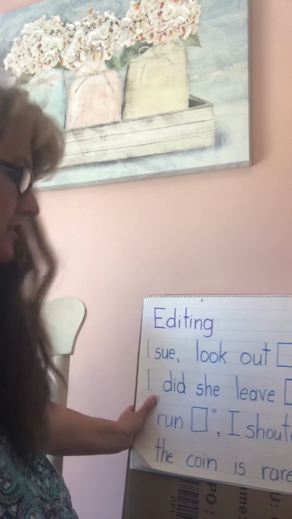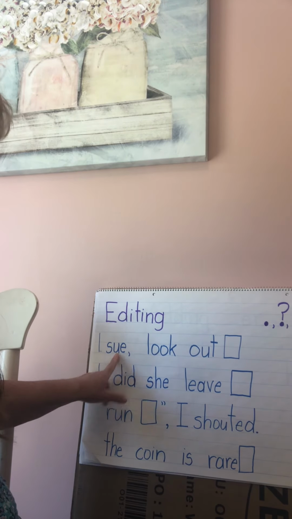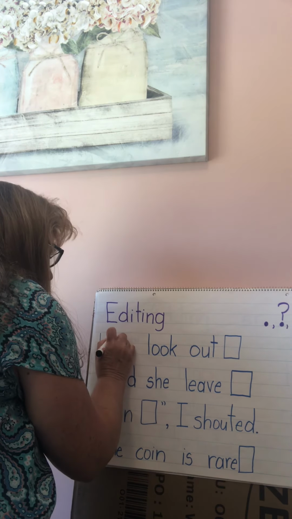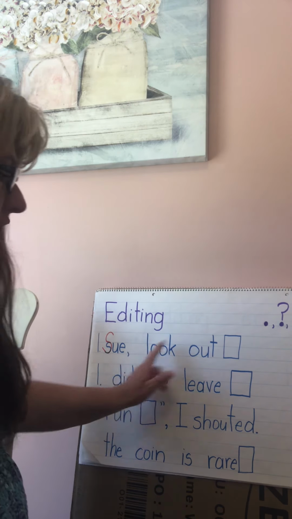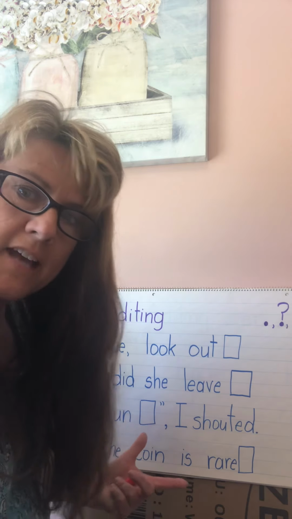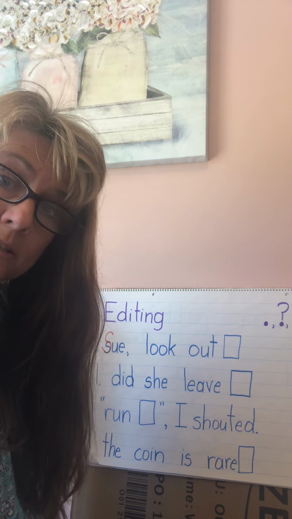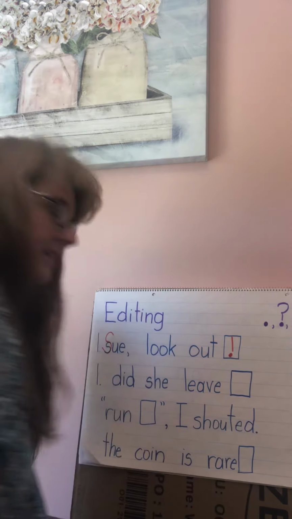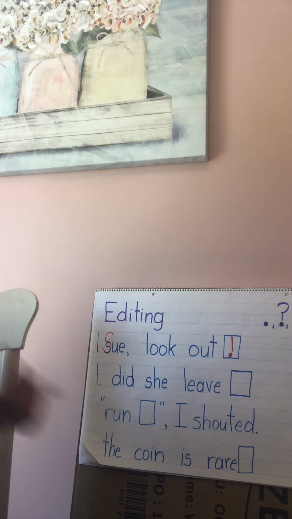So let's look at our first sentence. Make sure you guys can see it. It says, sue, look out. So we know we've got to change this S to a capital S. And then look out. If I'm telling somebody to look out, am I just going to go, look out? No. Am I going to wait for an answer? Look out? No. I'm not going to put a period here, I'm going to put an exclamation because I would be saying, look out! So that's a time when it would be an exclamation point.